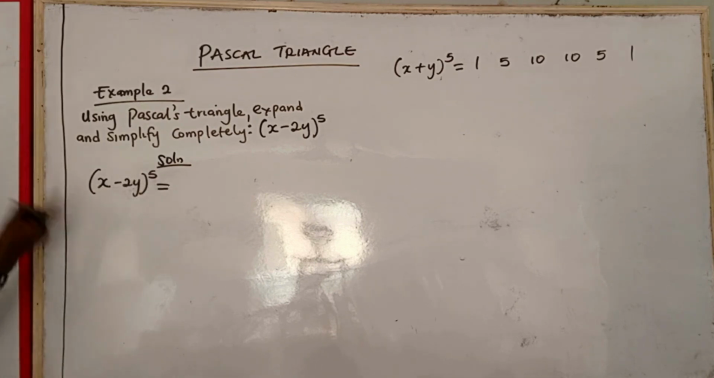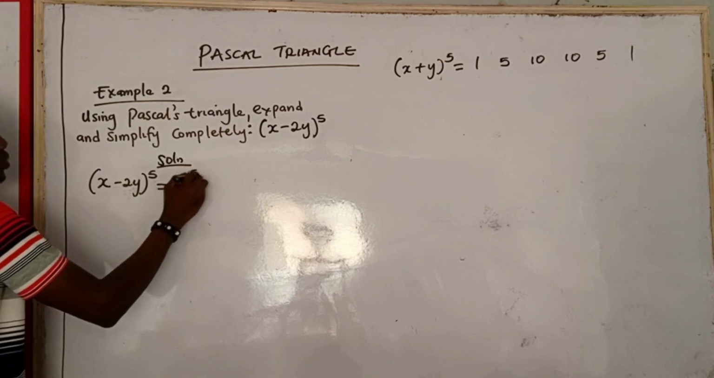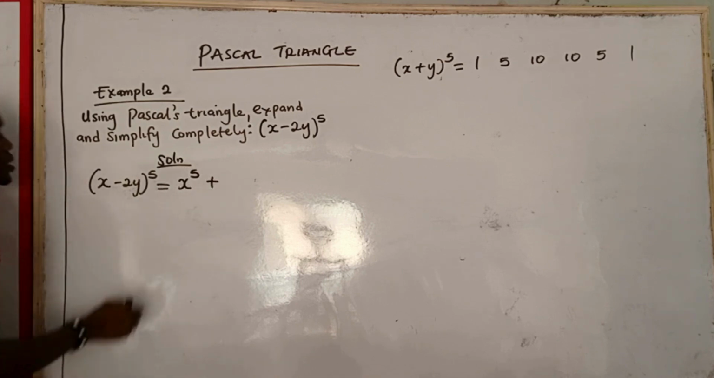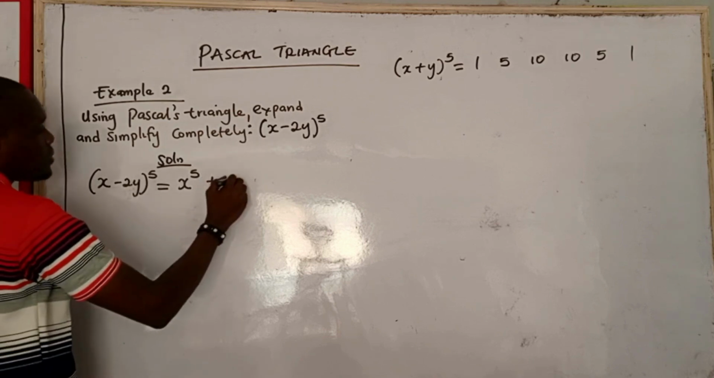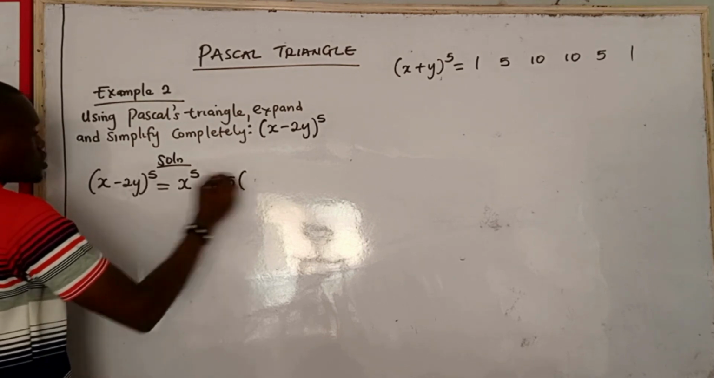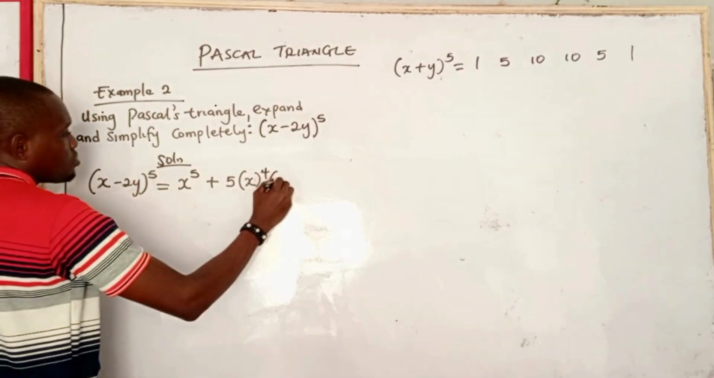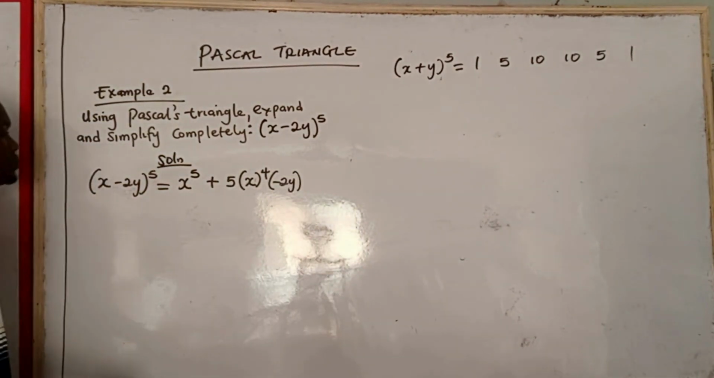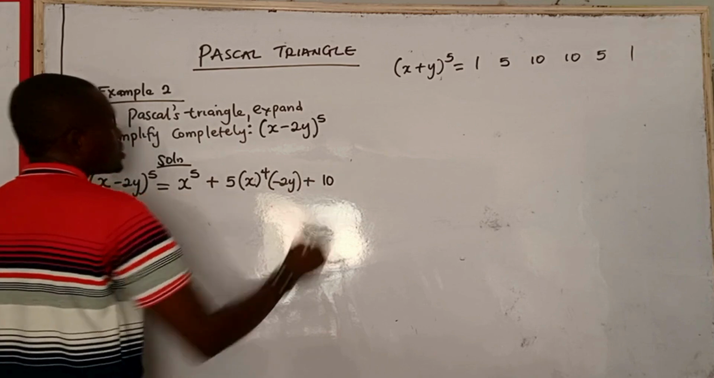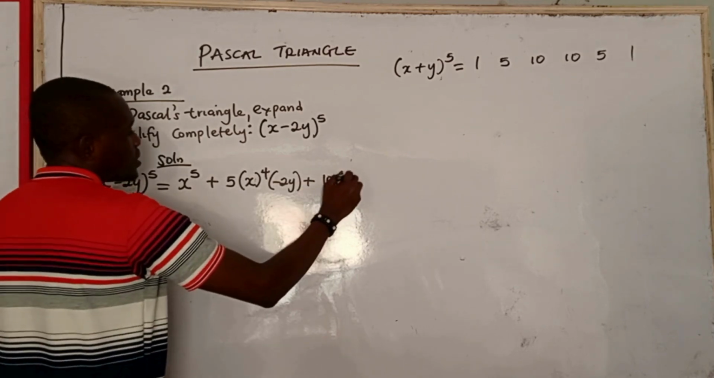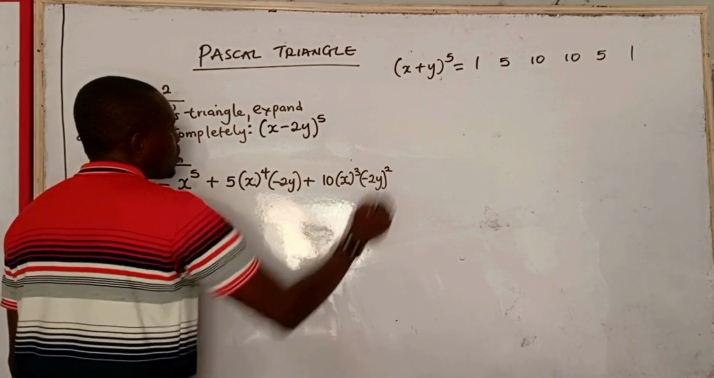Now remember, don't forget, the power of x is reducing. So we are going to have x raised to the power of 5, then bring your plus. Then what happens? The coefficient there now becomes 5, then x to the power of 4, then we bring in (minus 2y) to the power of 1. Then we also have plus. The next one becomes 10, then x to the power of 3, then (minus 2y) all squared.